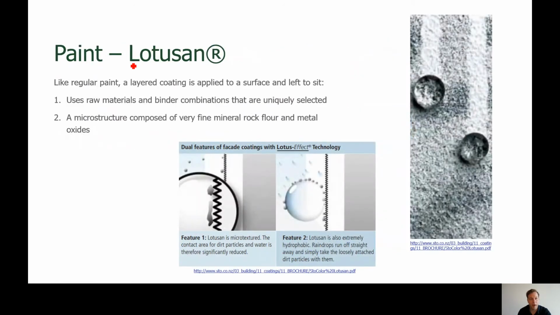Finally, we have a paint by a brand called Stowe, and the paint is called Lotusan. Like regular paint, you add it onto a surface. They use some unique raw materials and binder combinations. They're not listed due to intellectual property, but basically a microstructure is composed of very fine mineral rock flour and metal oxides to give this zigzag or jagged effect. And as a droplet rolls down, it collects pollutants and it cleans the surface.